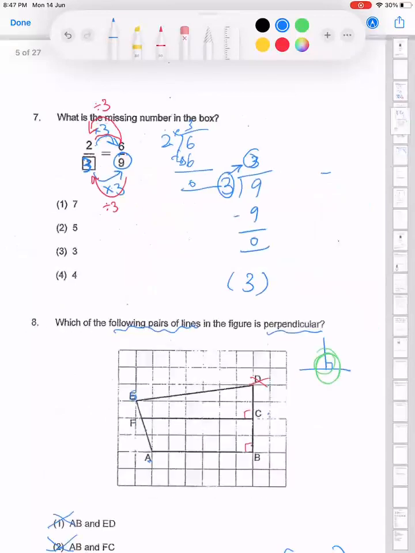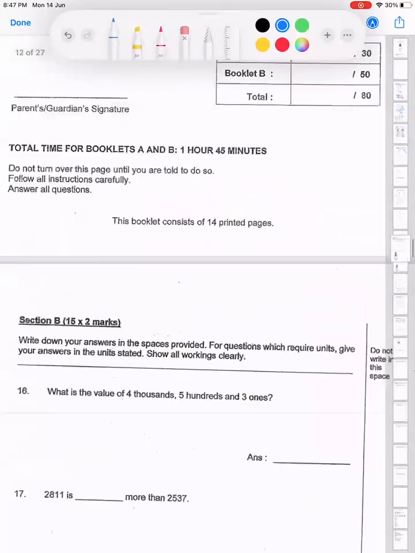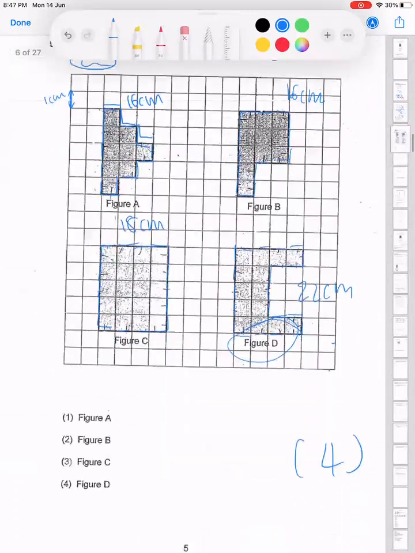Oops. Sorry. My hand pressed something. Okay, coming back.